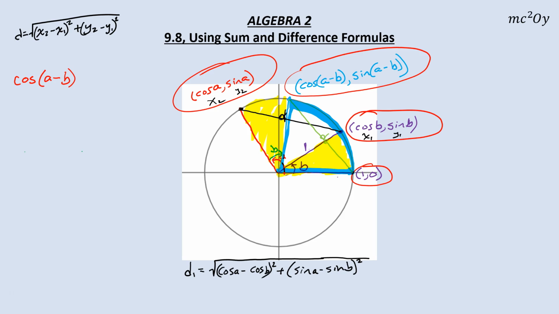Okay, and in fact, let's go ahead and move that square root over, and we'll call that d squared. So d squared is equal to, oops, no square root anymore. So we square both sides, right, to get rid of that square root symbol. And we just get cos A minus cos B squared plus sine A minus sine B squared. Okay? All right. And so that would be that first distance.